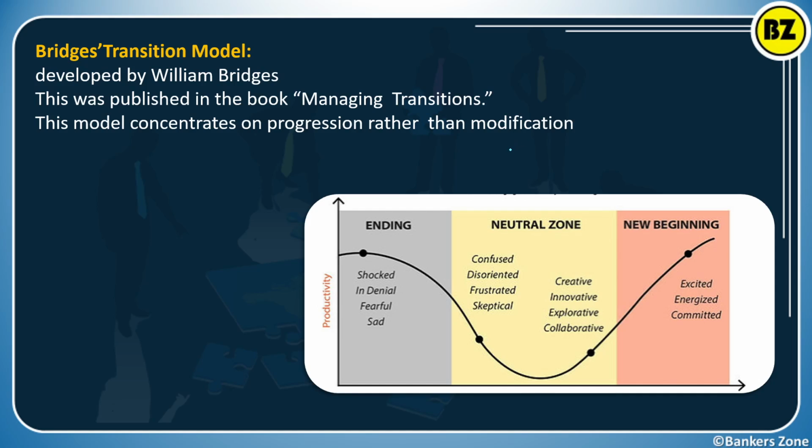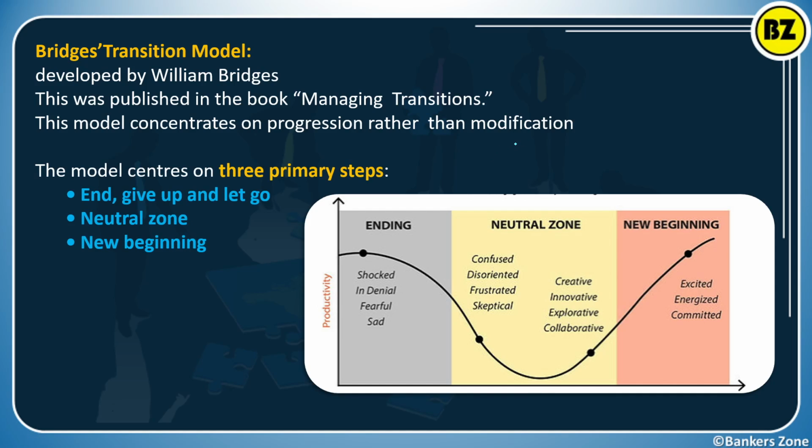Now, what is that model? You have to understand, this model has three primary steps. First is the ending, that is giving up or letting it go, the end of the phase. Second, you become neutral. And third, you start the new beginning.